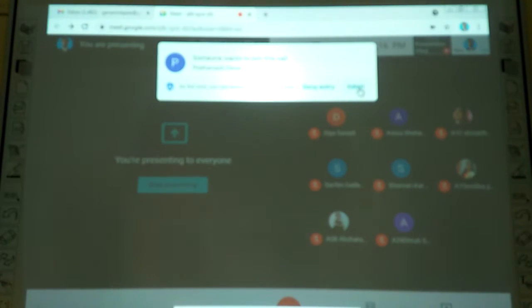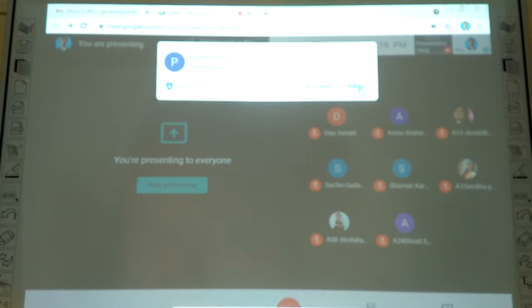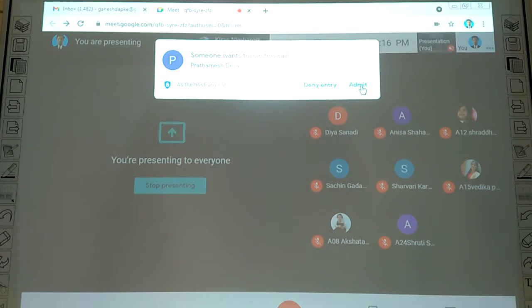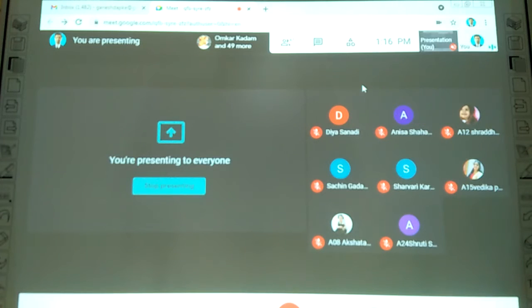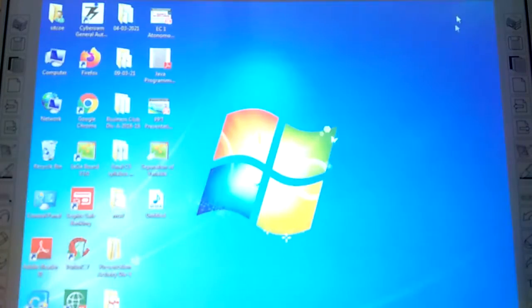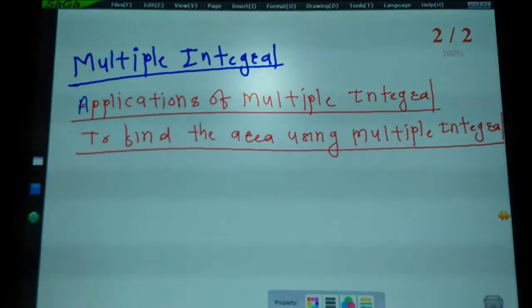So now we will start the multiple integral. In that we are studying the polar form. Okay. So in the last lecture we have seen the applications of double integration in Cartesian form. In this lecture we will see the applications of multiple integral to find the area using the polar forms.